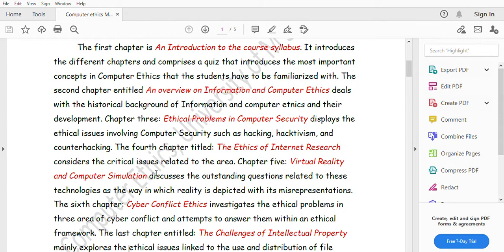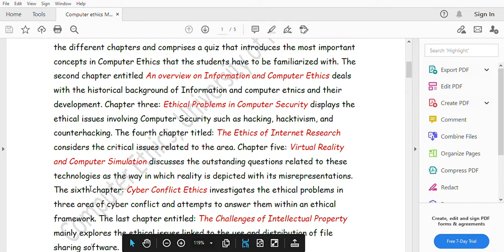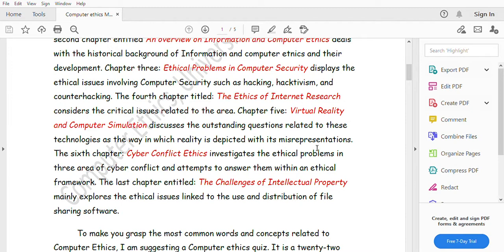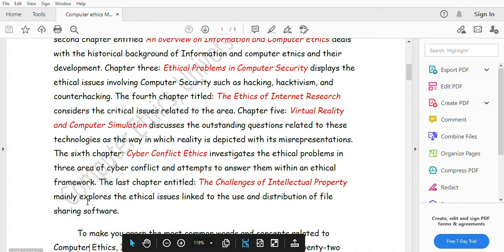Chapter 5, entitled Virtual Reality and Computer Simulation, discusses the outstanding questions related to these technologies, such as the way in which reality is depicted with its misrepresentations. The sixth chapter, entitled Cyber Conflict Ethics, investigates the ethical problems in these areas of cyber conflict and attempts to answer them within an ethical framework. The last chapter, entitled The Challenges of Intellectual Property, mainly explores the ethical issues linked with the use and distribution of file sharing software.